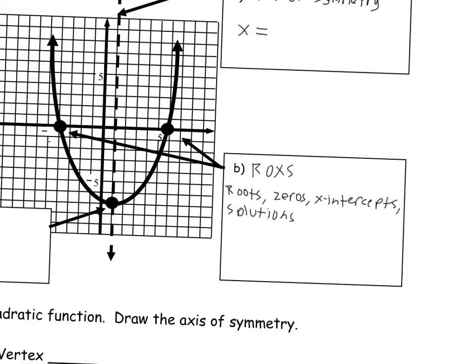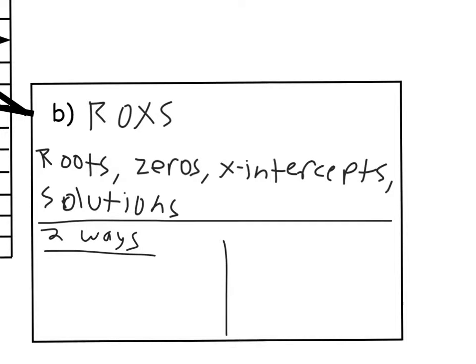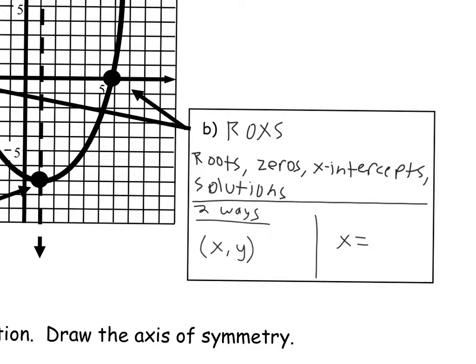So there's going to be 2 ways to label your x-intercepts, zeros, solutions, okay? So I'm going to put 2 ways. And then go ahead and put a line separating this. The first way is going to be in coordinate form, x comma y. And actually, you're going to find out the y will always be 0, so you can put x comma 0 if you want. The next one's going to be x equals, and it's basically just going to be whatever the x value is.